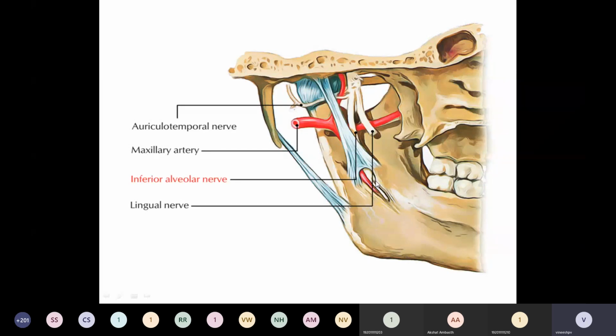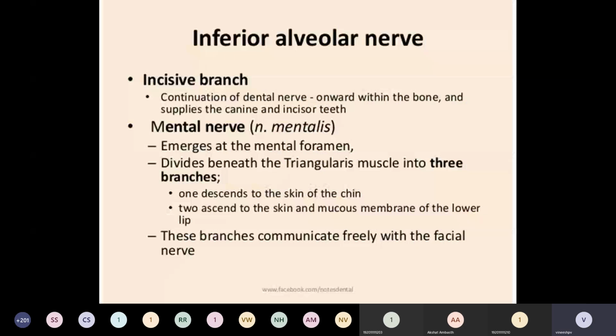Before entering into the mandibular foramen, it gives a small branch known as the mylohyoid branch. The incisive branch supplies the canine and the incisor teeth. The mental nerve emerges at the mental foramen and divides beneath the triangularis muscle into three branches, and it supplies the skin of the chin and the skin and mucous membrane of the lower lip. So the mental nerve supplies the chin and the lower lip. These branches communicate freely with the facial nerve also.